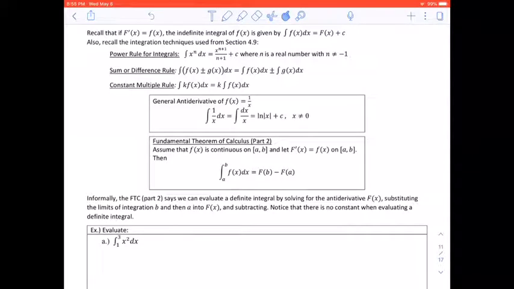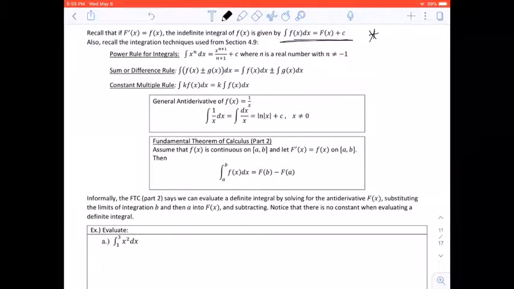Recall that capital F prime of x is equal to f of x. The indefinite integral of f of x is given by, and this is something that we need to know here, so give this a big old star. This is coming from section 4.9. If you notice, your integral has no numbers on it and no variables, and so when you integrate it, you have to add a plus c. We will go through a derivation of that and why that's important later on.